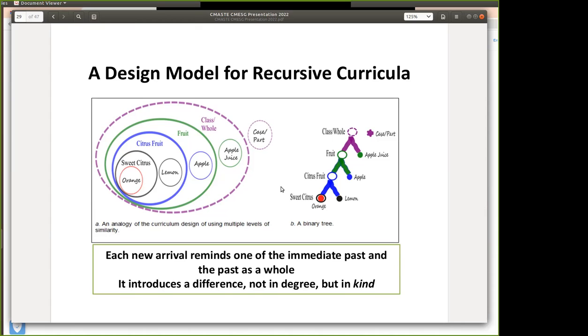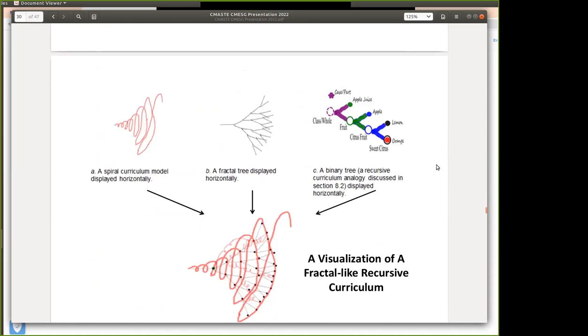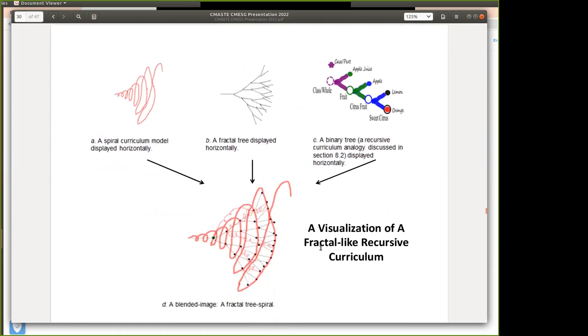So I think this is the experience that we can try to invoke, that we can try to design for in our curriculum design. And the new arrival actually introduces a difference, not in degree, but in kind. I know the time is pretty short now. So if you use that model and collapse it with the other two recursive curriculum models, it reinforces this visualization of a fractal-like recursive curriculum.